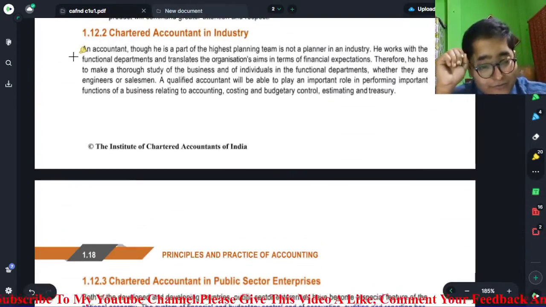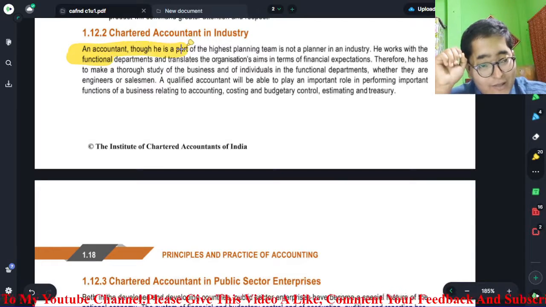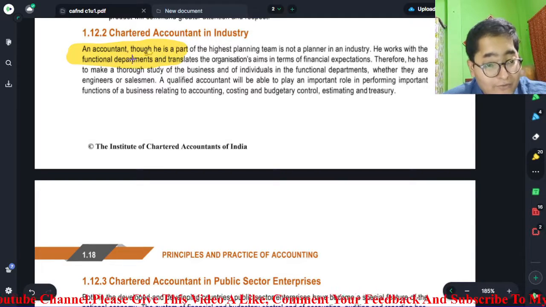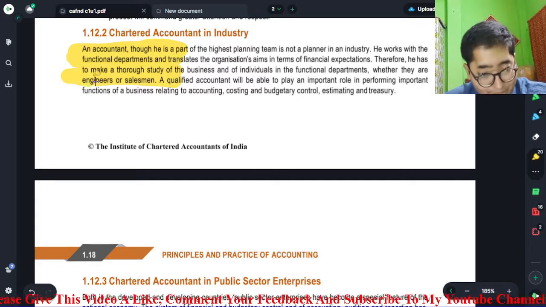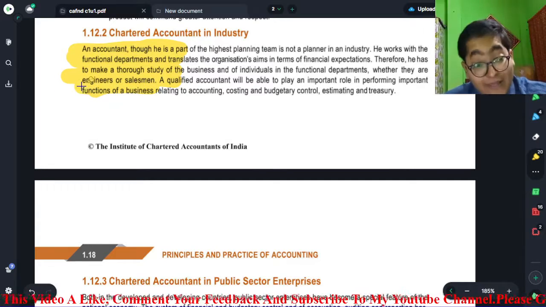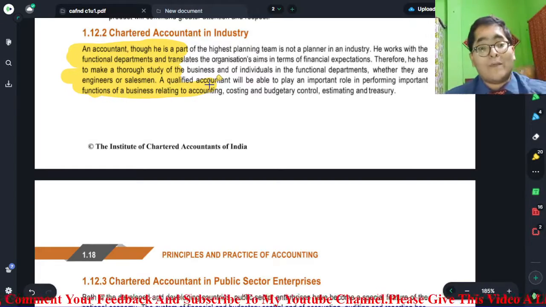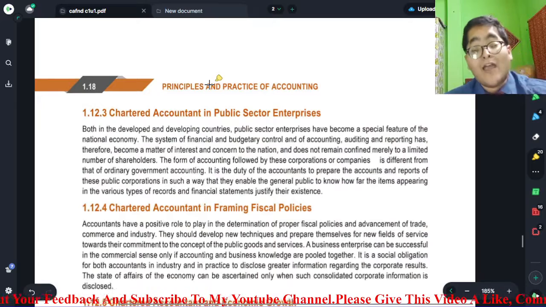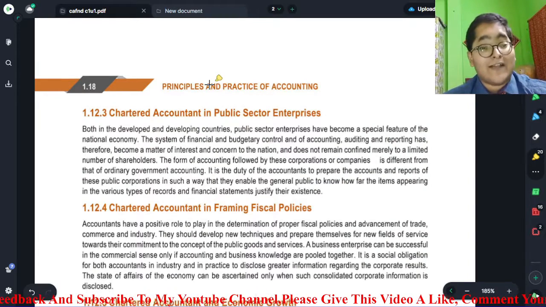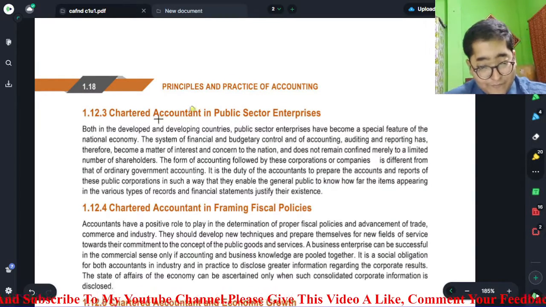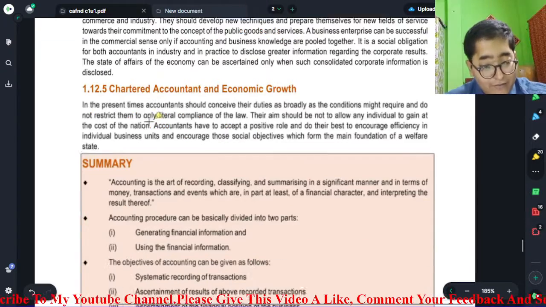So you can go through this topic. It is not so important, but you can learn about it to understand the working of a chartered accountant within an industry. A chartered accountant is important for statutory audit, to know about the industry, and to inform about the finances and the financial position of the industry.